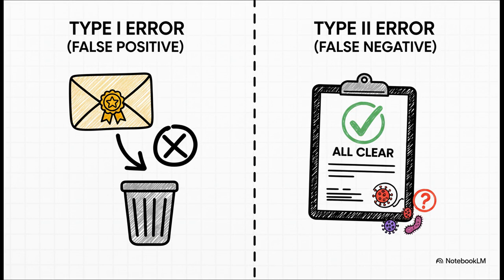A type 1 error, a false positive, is like a spam filter sending a really important email to your junk folder. Annoying, right? But a type 2 error, a false negative, is like a medical test failing to spot a disease. See? Understanding which error is more costly is absolutely key.